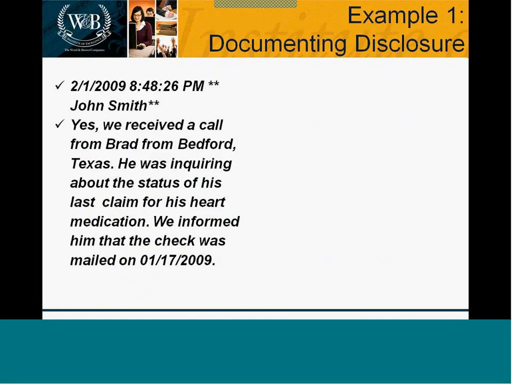As some examples, let's take a look at how we might document a particular situation. Here is text that we pulled from a file. It shows that John Smith wrote this, and it shows the date and time that it was done. It says, we received a call from Brad from Bedford, Texas. He was inquiring about the status of his last claim for his heart medication, and we informed him that the check was mailed on January 17, 2009.